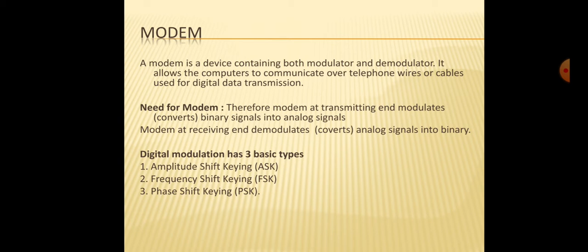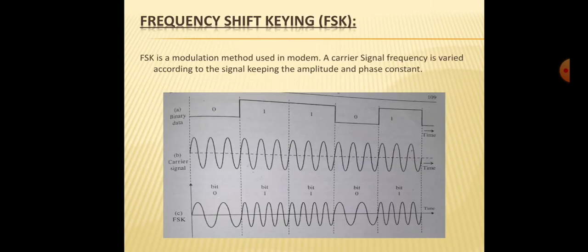Okay. The next one, digital modulation has three basic types, that is amplitude shift keying, frequency shift keying and phase shift keying. Okay. So we will be studying all these three. First one, frequency shift keying. You can see over the diagram here what will be happening, only the frequency is varied.